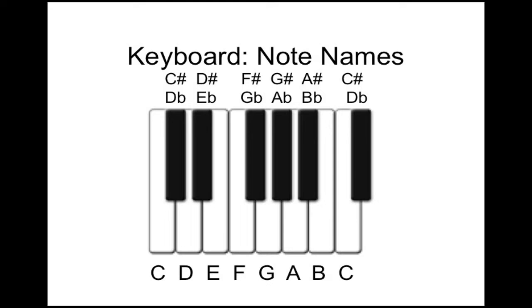You should also notice that the black notes indicate pitches that are sharped or flattened. And many of these have 2 names. For example, the first one on the left can be referred to as C sharp or D flat.